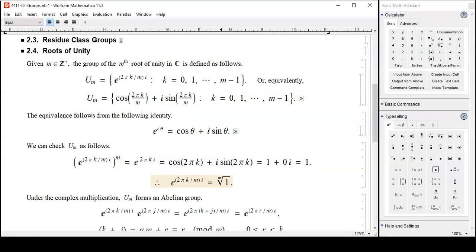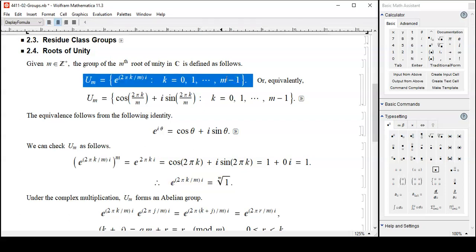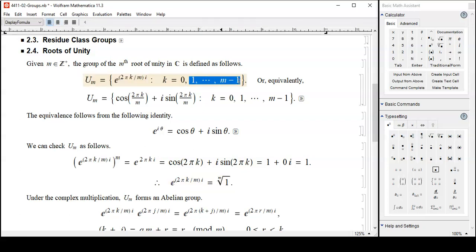In a special case, we are restricting ourselves to the real number system. In that case, this is just 1. But for complex numbers, there are m minus 1 more. When k is 0, yes, a real number. Otherwise, 1 through m minus 1, we have complex numbers.